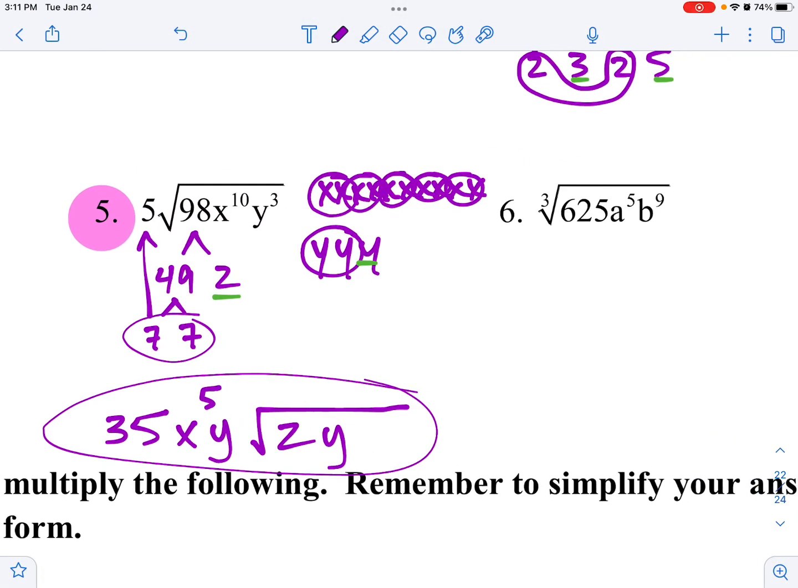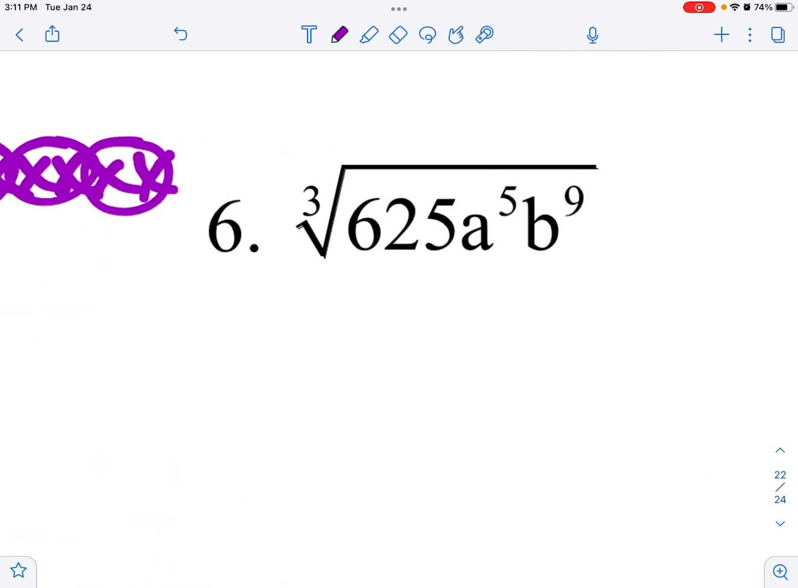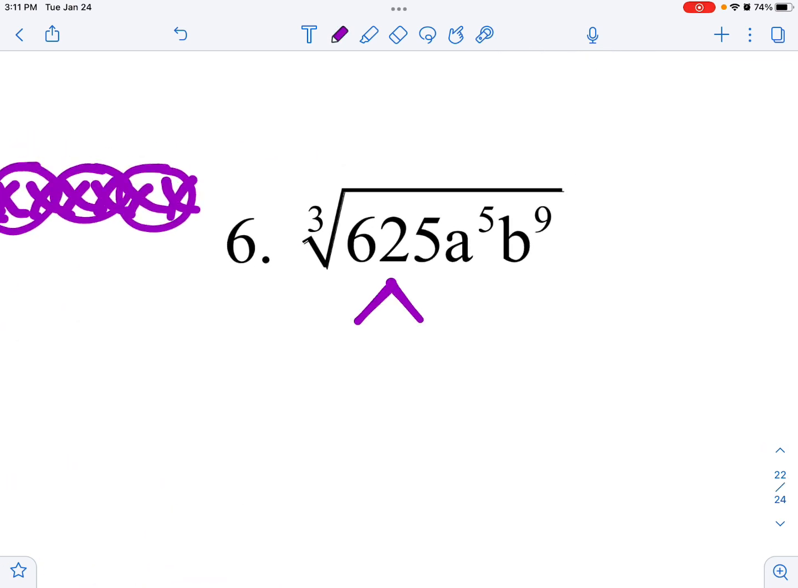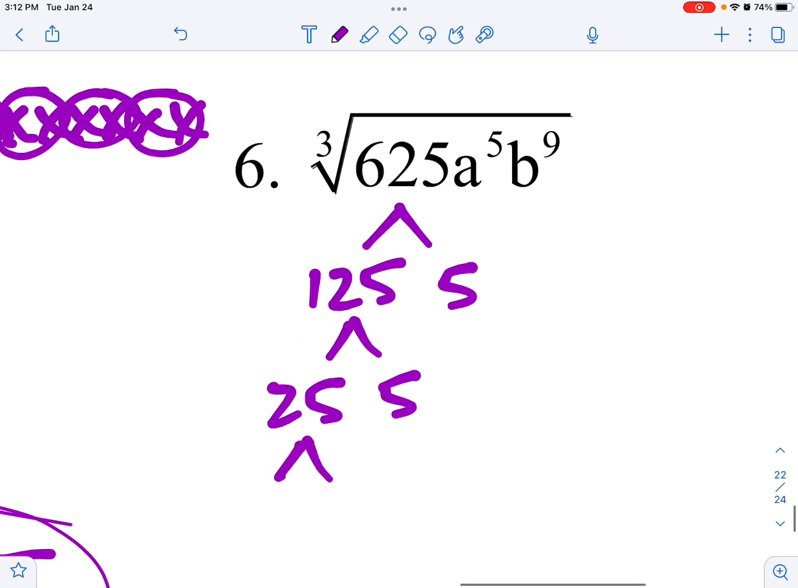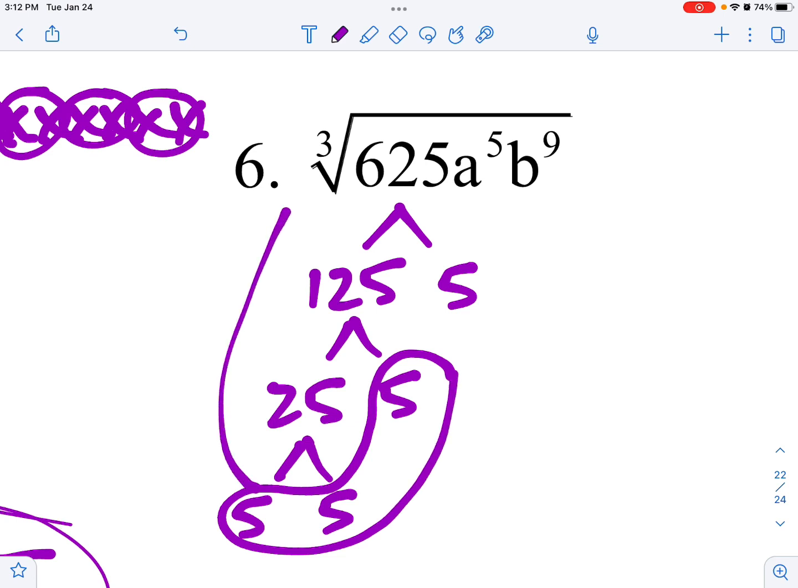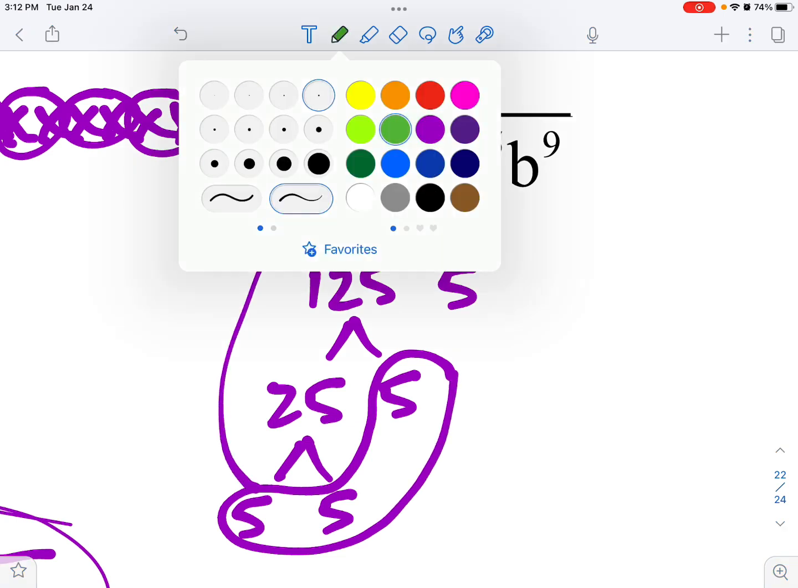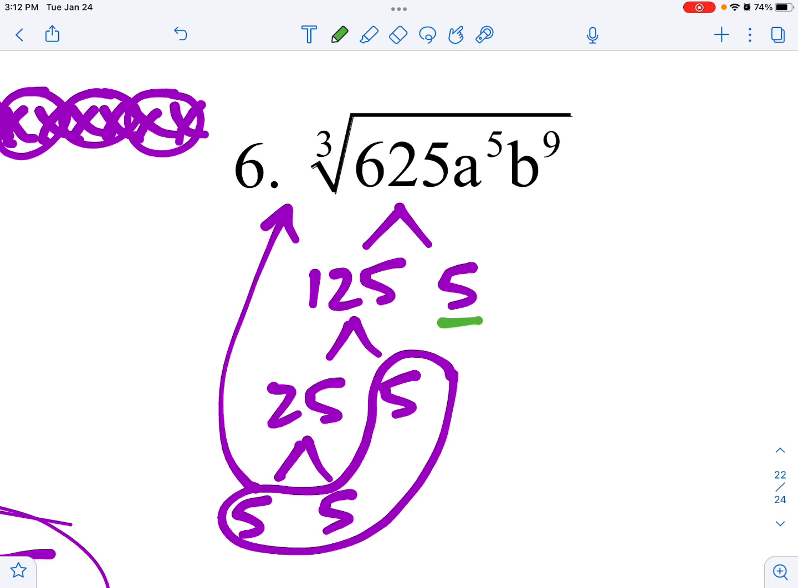I'm going to do number 6 also. Number 6, see the difference? It's a group of 3 here, so I'm going to break down the 625. Did you know that it is 125 times 5? And 125 is 25 and 5. And 25 is 5 and 5. Wow, I'm looking for groups of 3 here. So look, I found one. That gets to come out. And this 5 that did not get circled has to stay in.